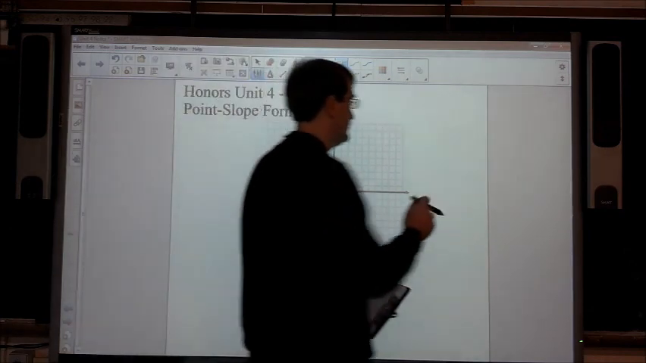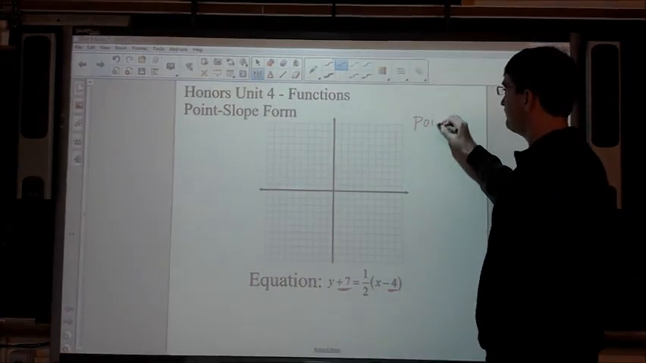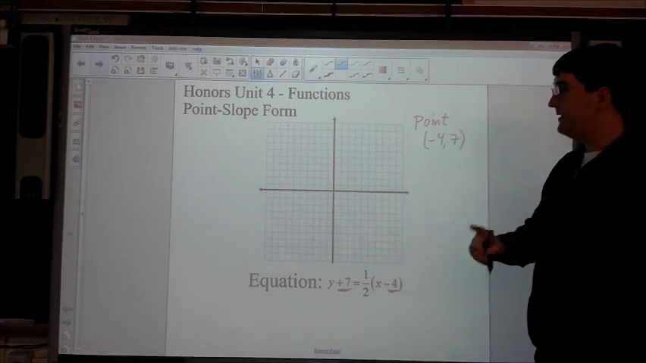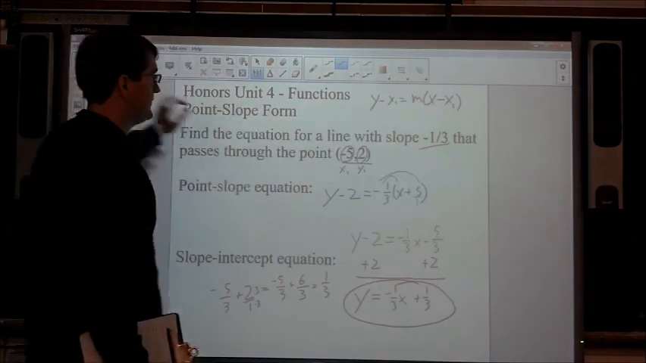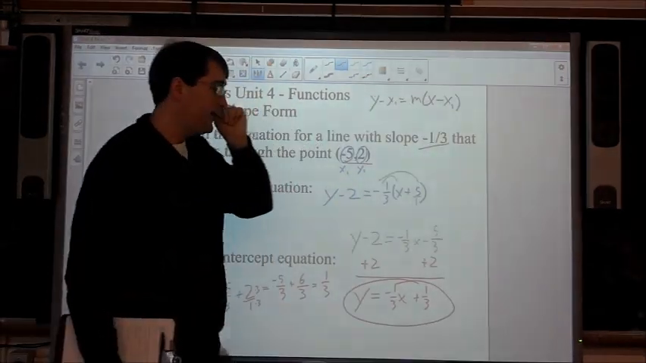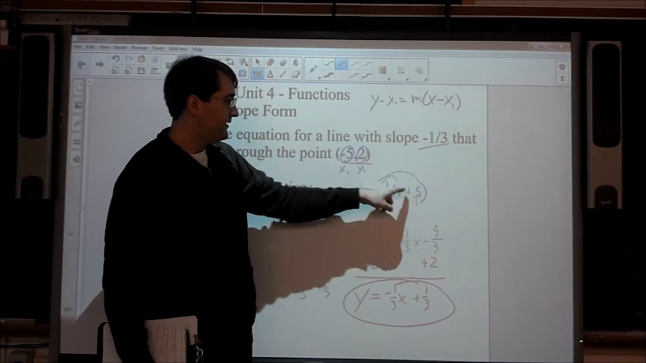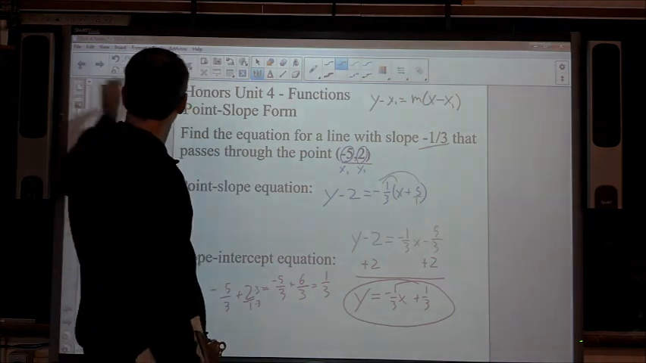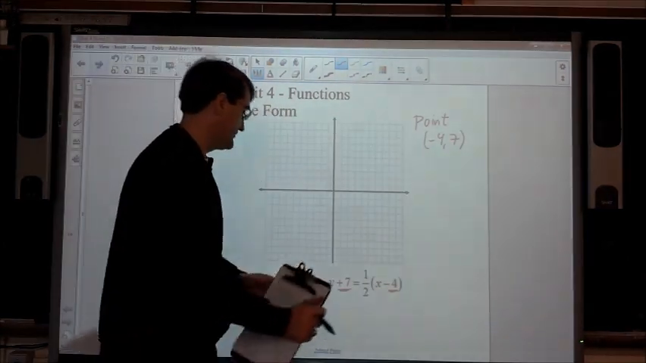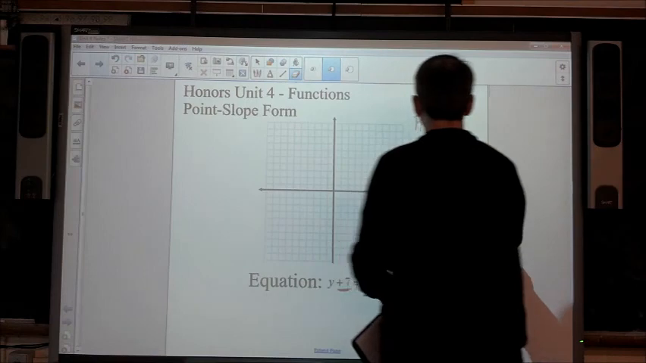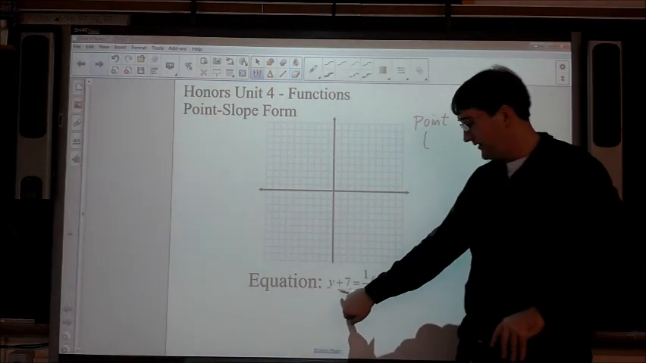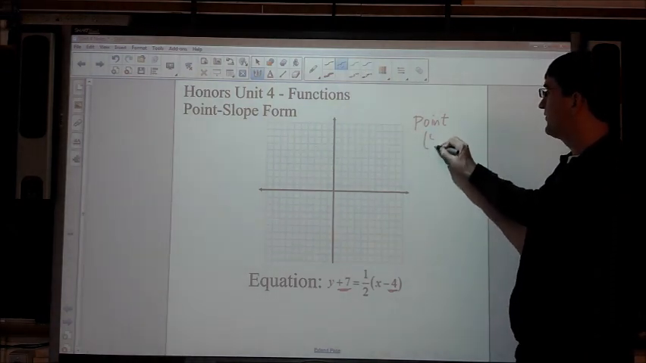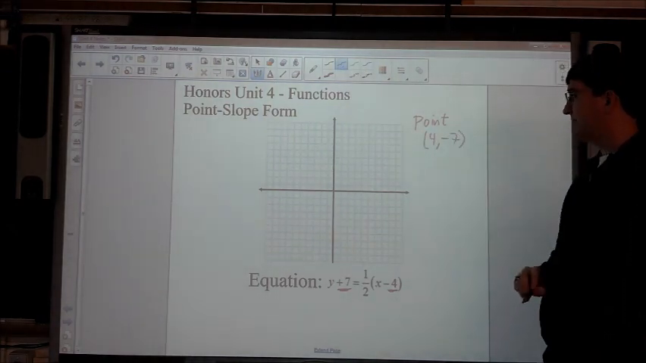You might be tempted to say that the point is negative 4, 7. But be careful. Remember the fact that the general form for the equation has negatives in it already. And the only time we get a positive is when the number in the point was already negative. So this is actually totally backwards. It should be positive 4 and negative 7. In order to get that positive 7, it must have been negative to begin with. So 4, negative 7 is my actual point.